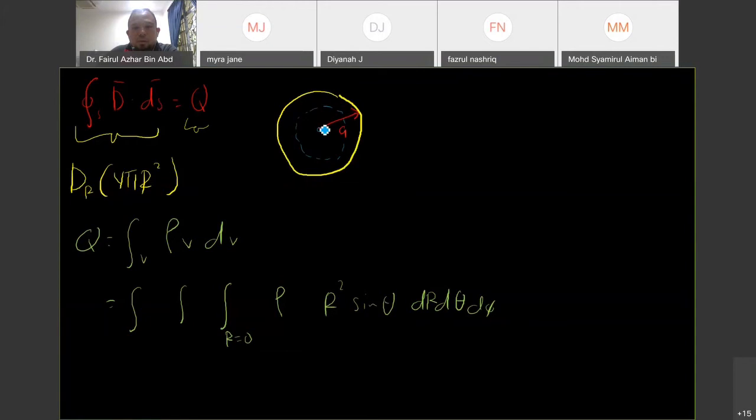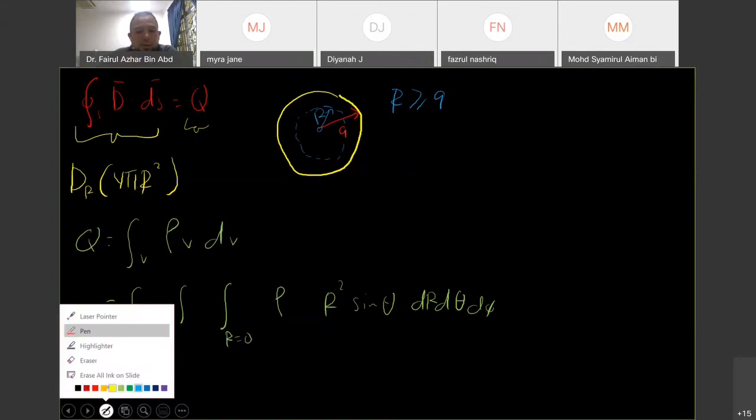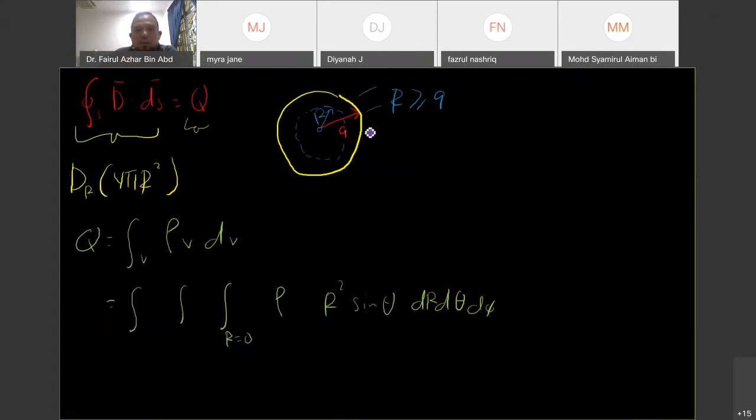Okay, so this is our R. So that's why we need to perform the integration, the limit for integration from 0 until any R, as long as the value of R is less than A. But in this case, we need to consider the area that covers R greater than or the same as A. So in this case, the area that we are searching is located outside the charge.